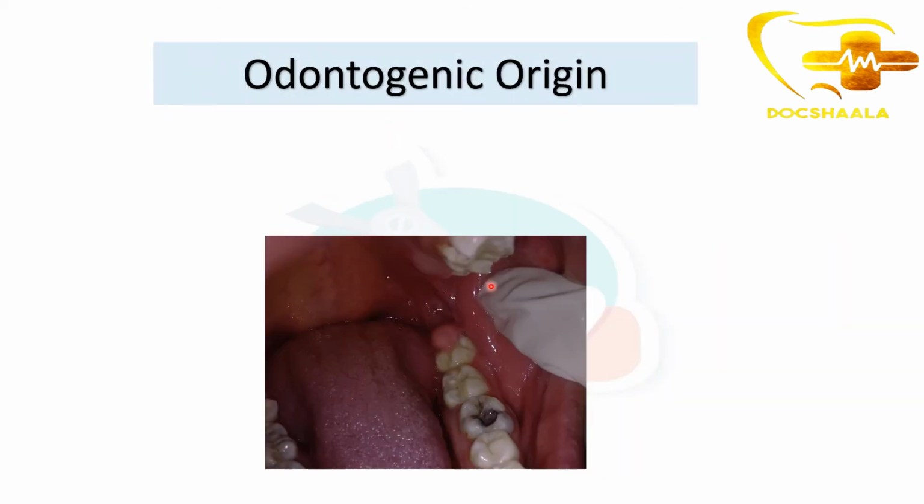Then what is the odontogenic origin of this infection? We know the pterygomandibular space is associated with the mandible area, right? So what will be the odontogenic origin?